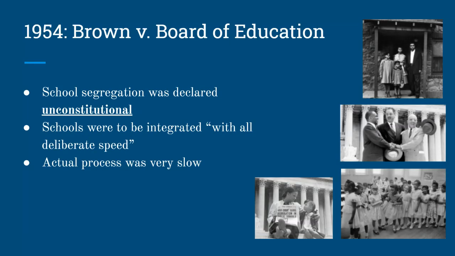We talked about the famous court case, Brown versus Board of Education, that declared school segregation unconstitutional. One of your questions will be to point out this court case, Brown versus Board of Education. Schools were told to be integrated quickly with all deliberate speed. The actual process was very slow.